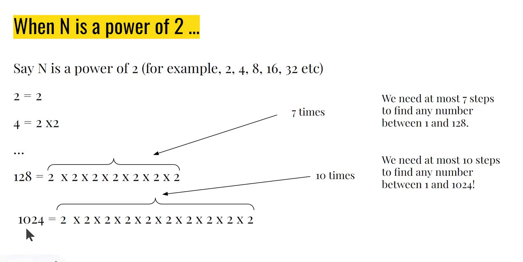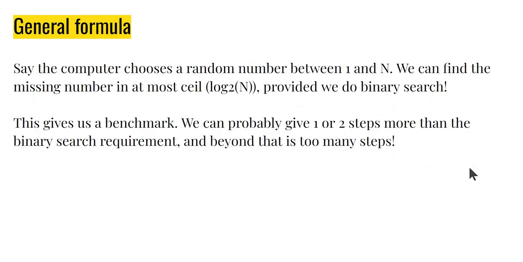Likewise, if 1024 was the upper limit, I will need at most 10 steps to get this, because again, at every step, the search space is becoming half. Now, this is actually quite remarkable. Notice I've gone from 128 to 1024, almost 8 times bigger, but my number of search steps only increased by 3, from 7 to 10. And this is pretty interesting. In fact, the general rule here is that we will need what is called logarithmic, log to the base 2 of n, if the numbers are between 1 and n, provided we do binary search. Now, this may be a little bit advanced.